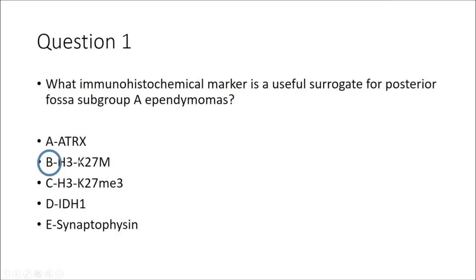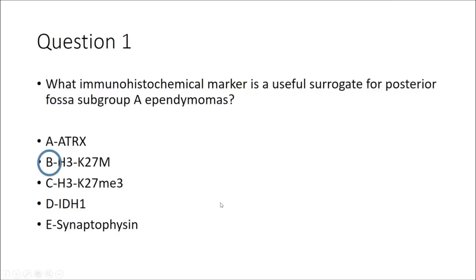correct answer is C. This was moved on a little bit. It's C. It's loss of trimethylation. That's the correct one. H3K27 trimethylation is the correct answer. And I show you the stain. You have loss of it. And that is actually in a posterior fossa. Remember, the location matters in the context. And in children, this loss of trimethylation is a good surrogate for this subgroup A that is associated with a worse prognosis.